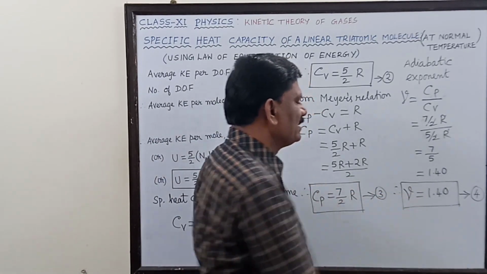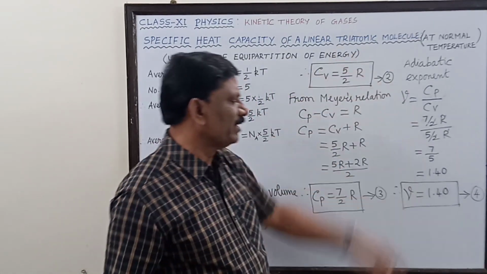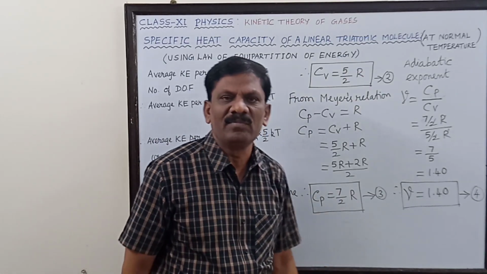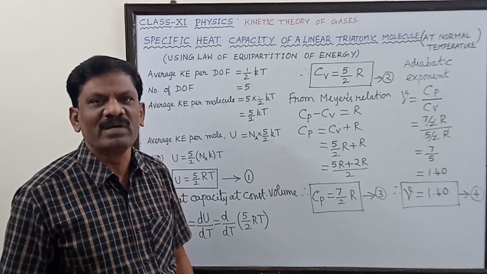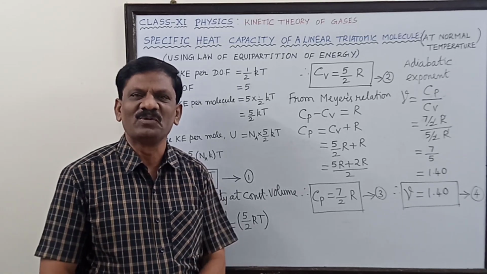The adiabatic constant gamma for a triatomic molecule at normal temperature is gamma equals 1.40, and this is the final equation number 4. I hope you must have understood well. Fine.